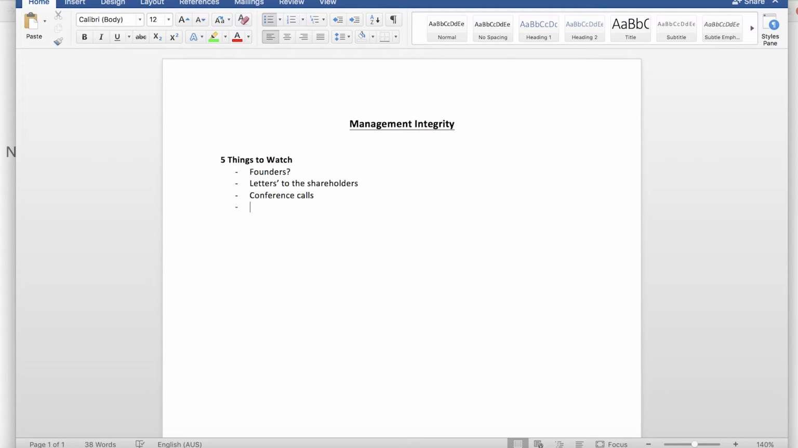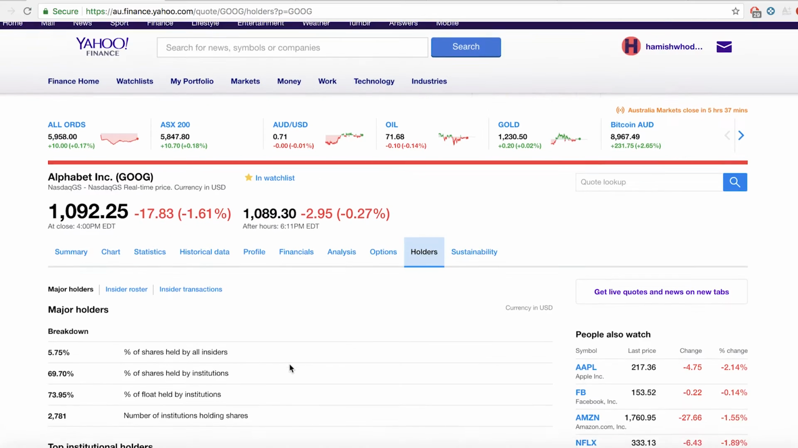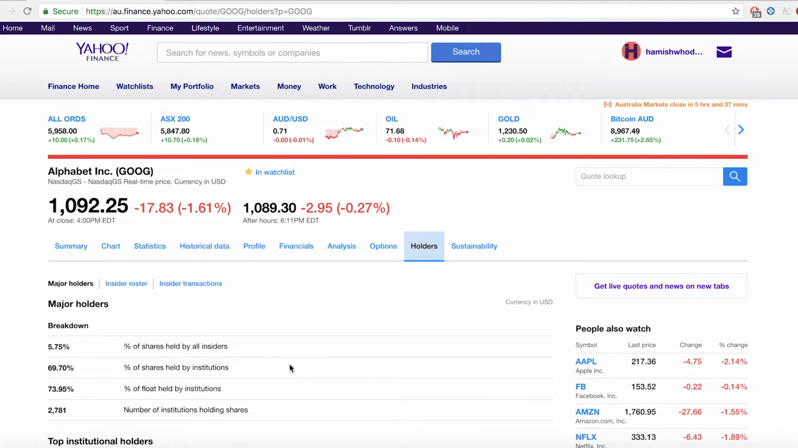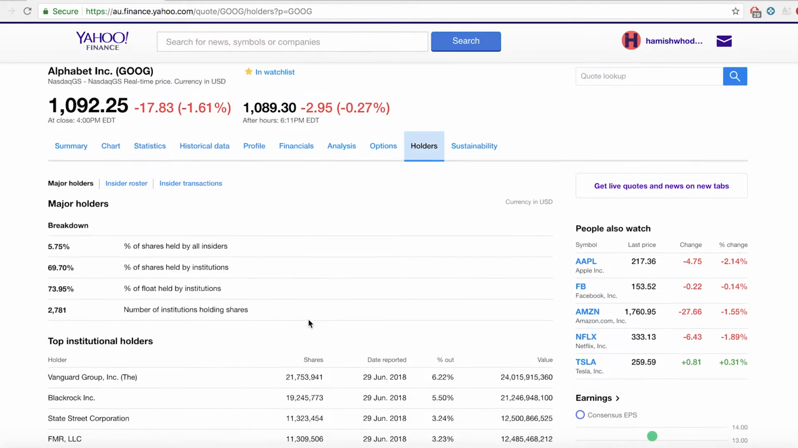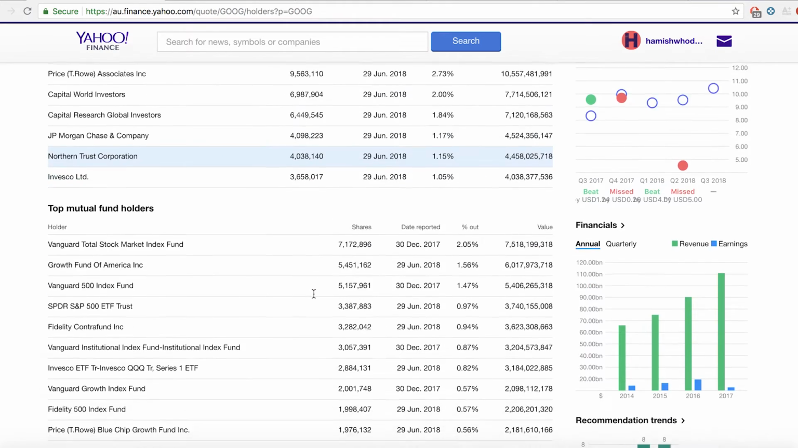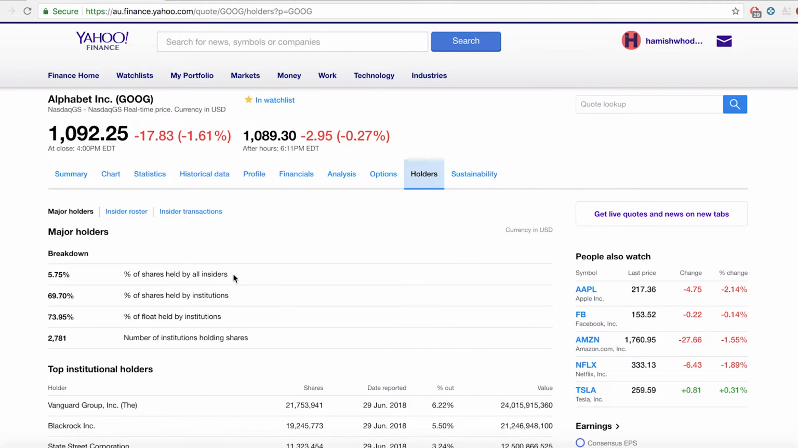The third one here is the shares held by insiders. So basically then what I like to do is I like to see how much shares are held by the CEO and the other senior management team. So sometimes you can go over to Yahoo Finance and you can just find the shares held by insiders listed here, but sometimes it's not there. Sometimes it'll just say the percentage, which for Google is 5%, and it's 70% held by institutions.